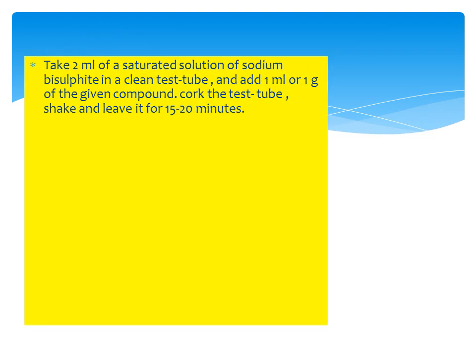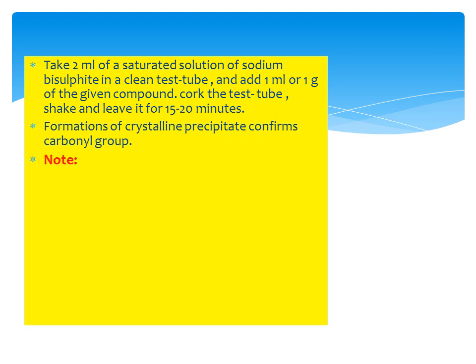Okay, the second most important test is the sodium bisulfite test, which is used to test the presence of the carbonyl group. Over here, you take 2 ml of saturated solution of sodium bisulfite in a clean test tube, and then add 1 gram of the given organic compound. Cork the test tube and shake it well for 15 to 20 minutes. Formation of crystalline white precipitate confirms the presence of the carbonyl group.